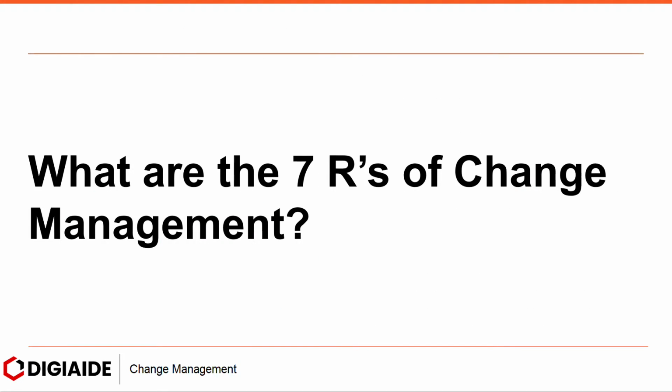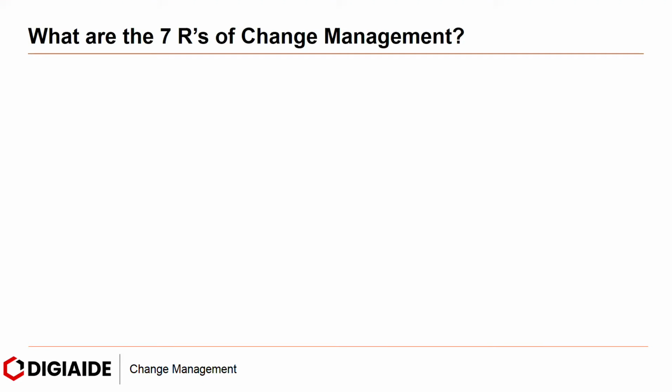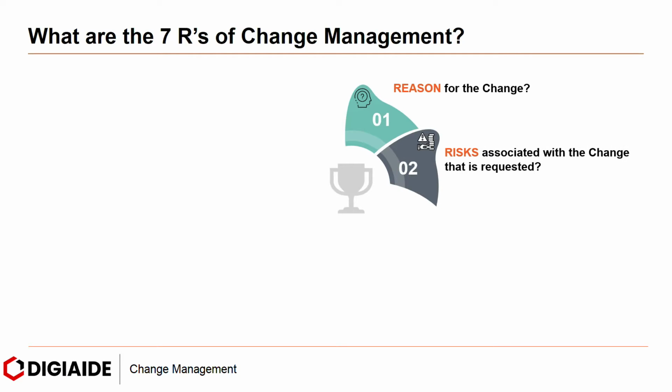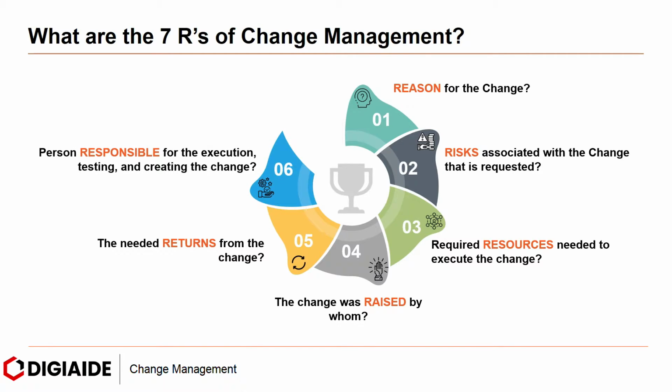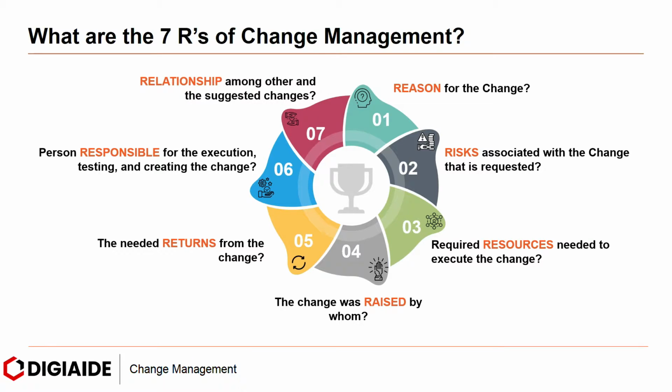Next, what are the 7 R's of change management? The following are the 7 essential questions in change management checklist, also known as 7 R's of change management. First, reason for the change. Second, risk associated with the change that is requested. Third, required resources needed to execute the change. Fourth, the change was raised by whom? Fifth, the needed returns from the change. Next, person responsible for the execution, testing, and creating the change. And finally, relationship among other and the suggested changes.